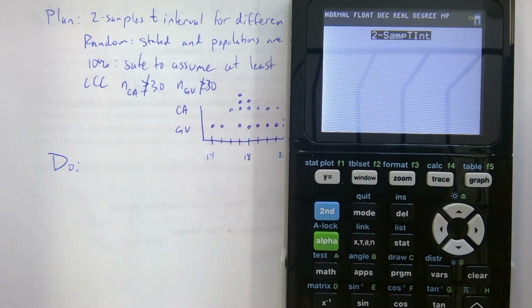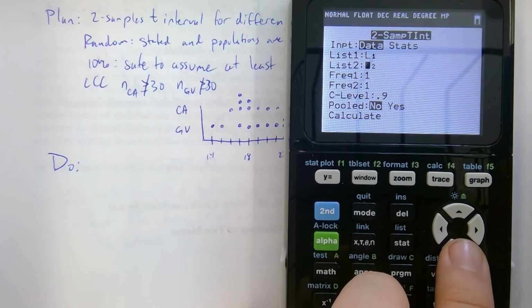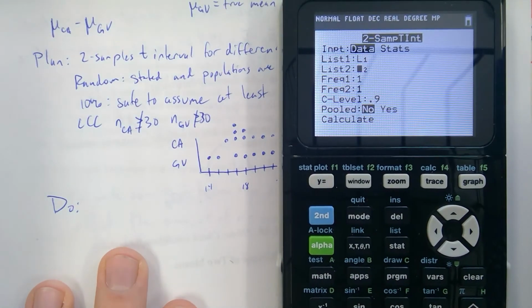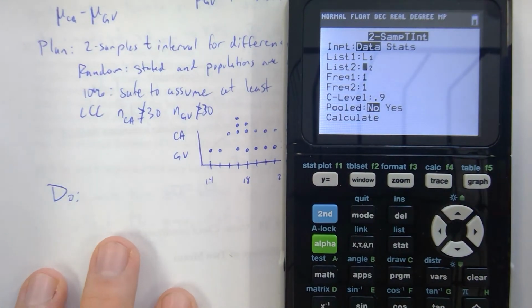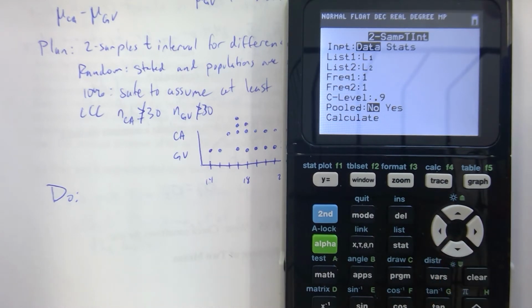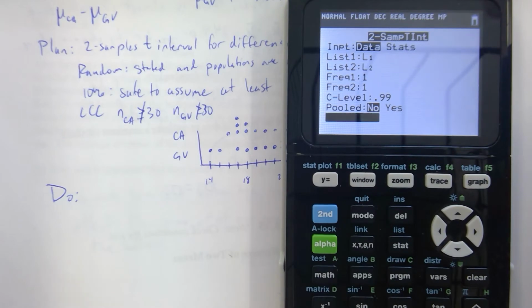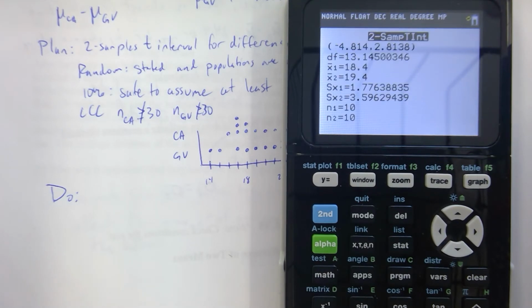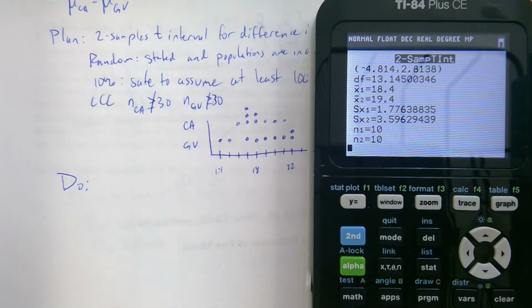I've got data and I'm not afraid to use it. L1 and L2. Chips Ahoy is my first column, Great Value is my second column, which matches what we said for our difference here. If you set a different one, make sure that your L1 and L2 match up. Frequency, we're not going to touch that. Confidence level, we're going to say 0.99. Pooled, we said no, do not pool. And then Calculate. Okay, there we go.